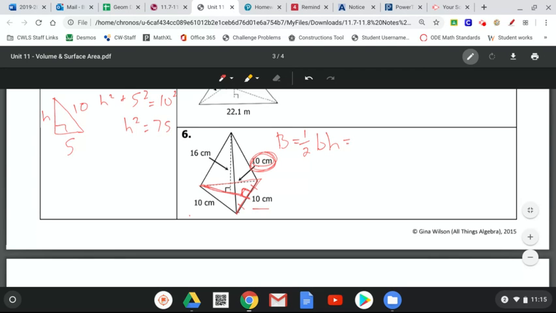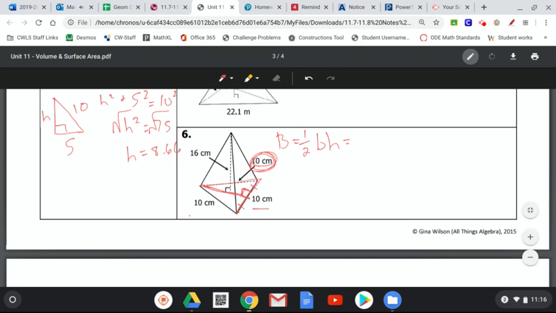All right. So and then we're going to take the square root of 75, which should be 8.66. So our height is going to be 8.66, okay? And we just got that from doing 10 squared minus 5 squared, getting 75, and then taking the square root of 75.